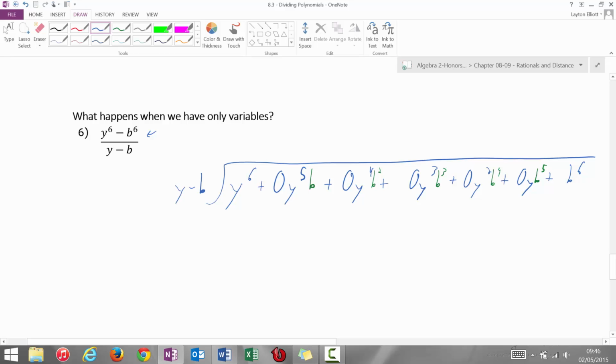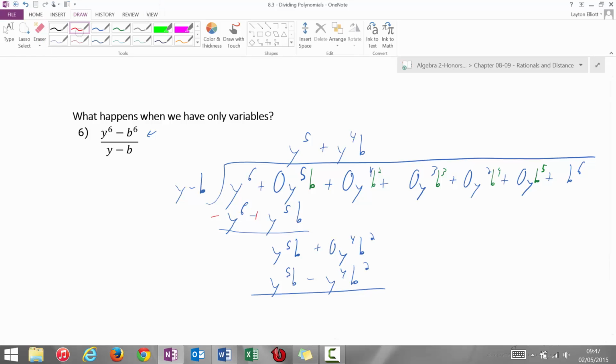Look at the y's. y to the 5th. I've got y to the 6th, minus y to the 5th b. Change signs. And I get y to the 5th b plus 0y to the 4th b to the 2nd. To multiply by this, I'd have to have y to the 4th and then b. And so that becomes y to the 5th b minus y to the 4th b squared. Change signs, so that becomes minus plus.